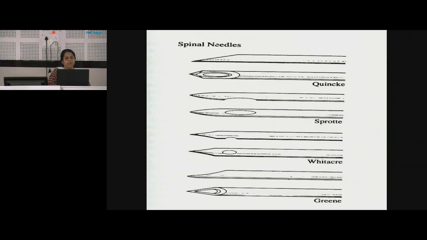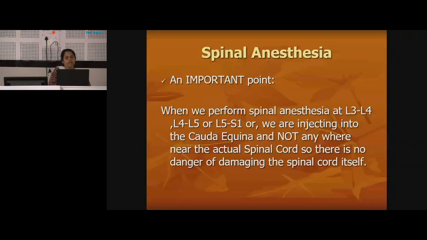But with the dura-separating needles like Sprotte or Whitacre, which are very famous, the chances of PDPH are less. An important point about spinal anesthesia: when we perform spinal anesthesia at L3-L4, L4-L5 or L5-S1, we are injecting into the cauda equina and not anywhere near the actual spinal cord. So there is no danger of damaging the spinal cord itself.